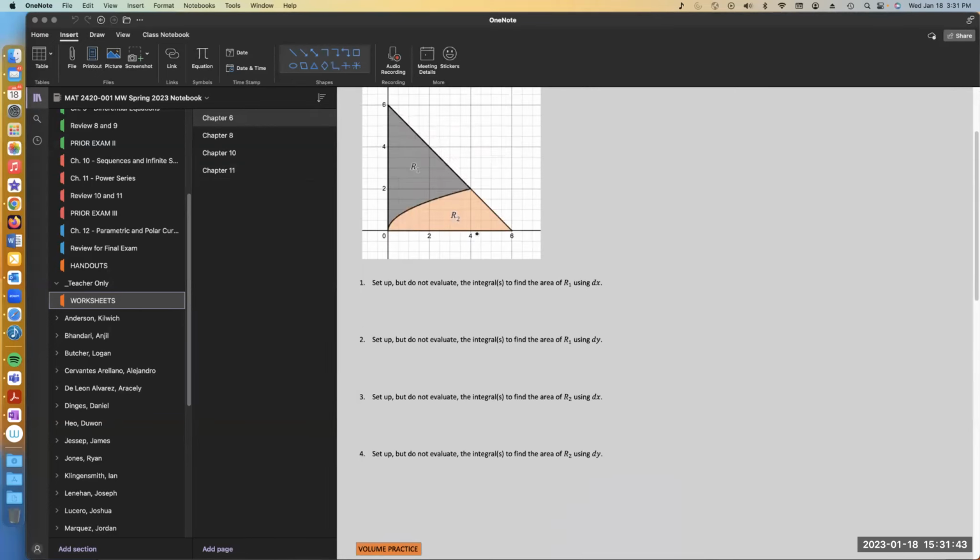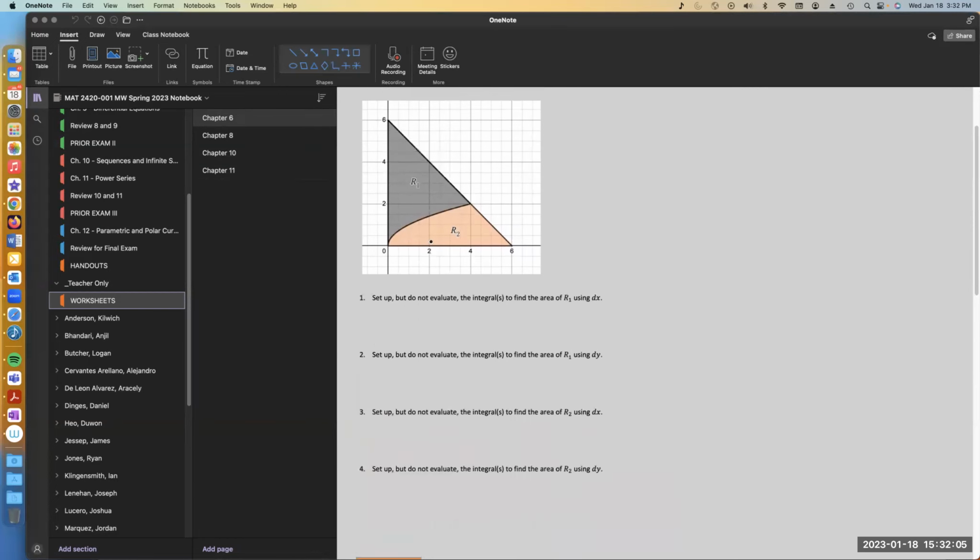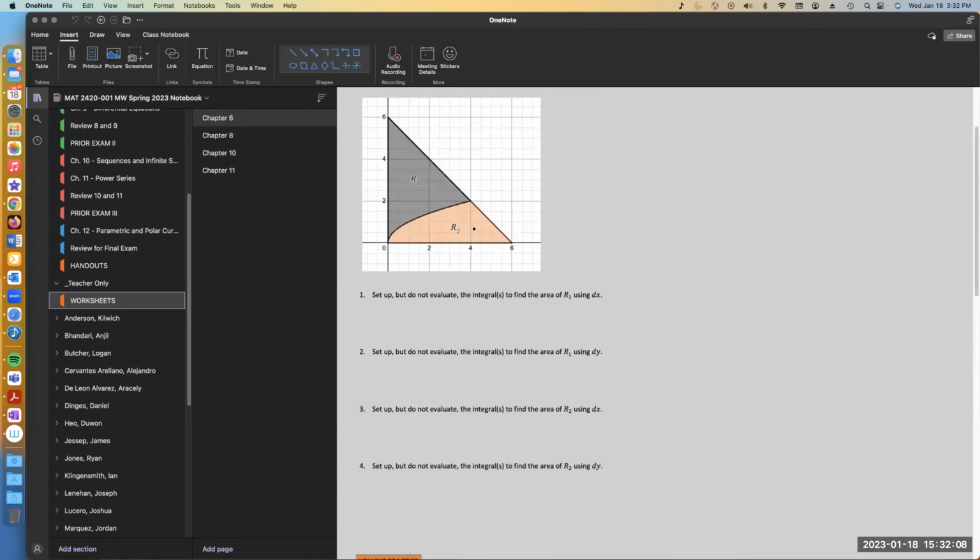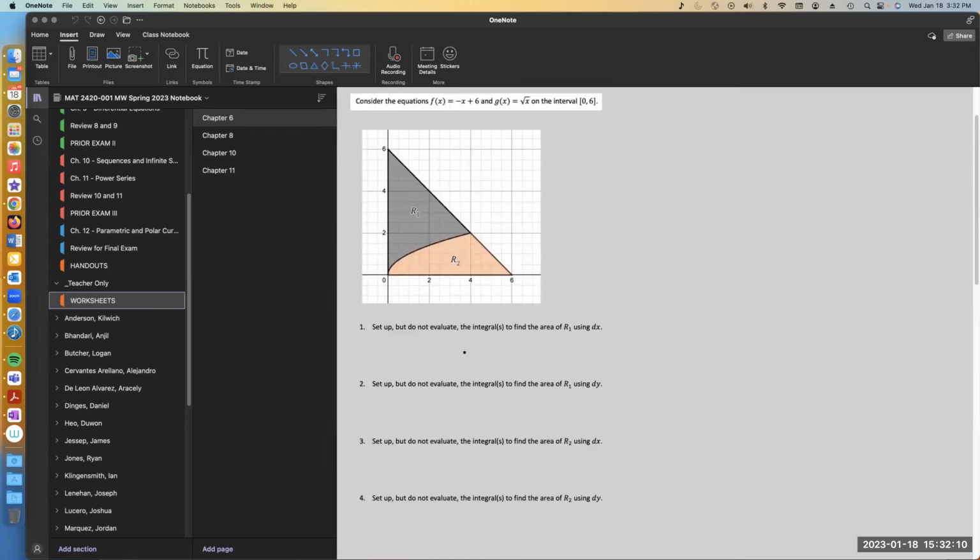And my focus is going to be much more on concepts as opposed to the nitty-gritty skill and drill that you see in my math lab. My math lab's great for skill and drill, but this is going to be more conceptual based. So like right here, we're looking at this image. We are not going to evaluate, we're just going to set up some integrals. So instead of focusing on the skill and drill of evaluating integrals, I want you to focus on the concept of finding area in this case.